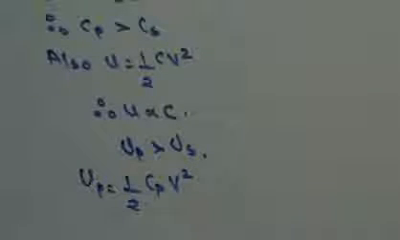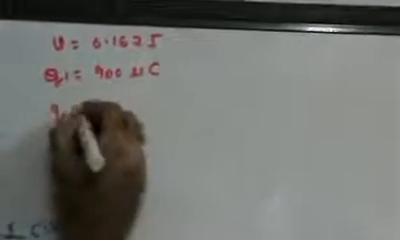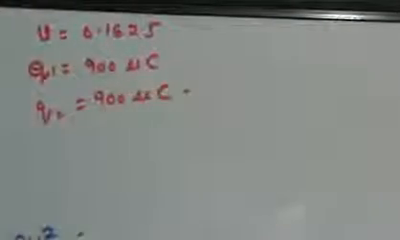They have also asked you to find out the charge on each capacitor. Now we know that Q is equal to CV. So Q1 will be equal to C1V and Q2 will be equal to C2V. That will give me the charge on each capacitor. The answer for this sum should be: energy will be 0.162 joules and Q1 is 900 microcoulombs and Q2 is 900 microcoulombs. Next, take down the next one please.